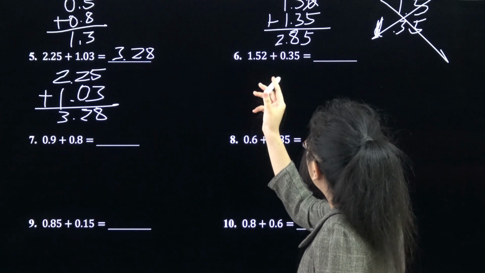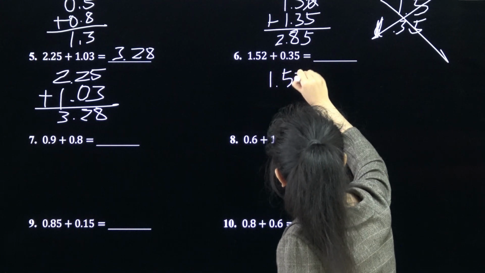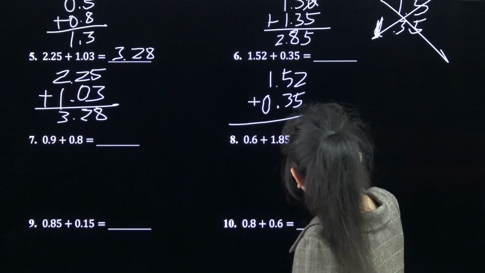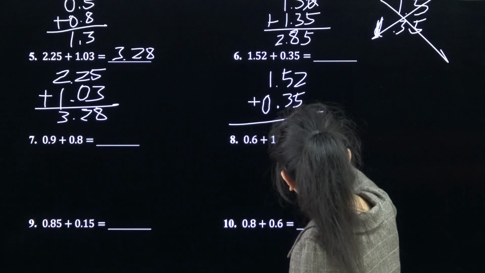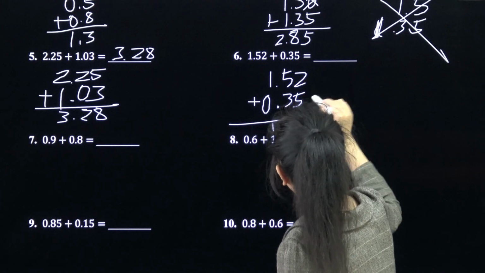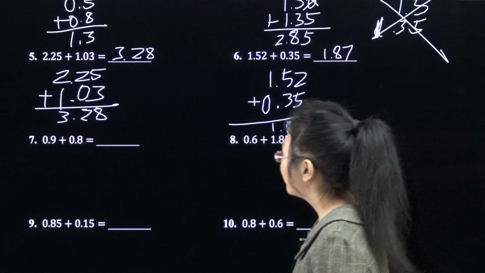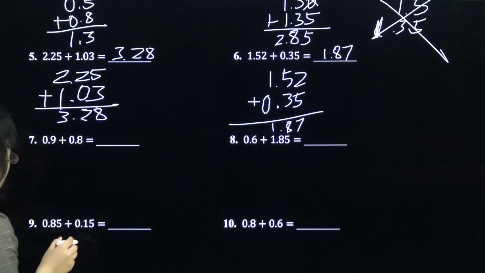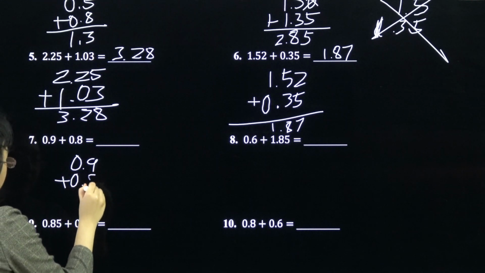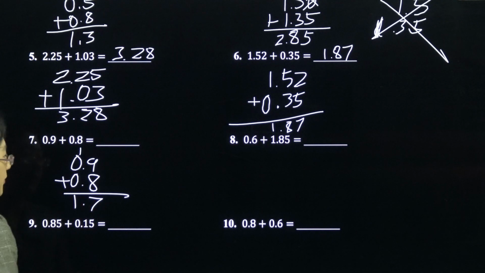And then we have 1.52 plus 0.35. 5 plus 2 equals 7. 3 plus 5 equals 8. You put the decimal point there because it's all lined up. 0 plus 1 equals 1. Done. We move on. 0.9 plus 0.8. What's 9 plus 8? 17. You regroup, and it becomes, boom, 1.7.